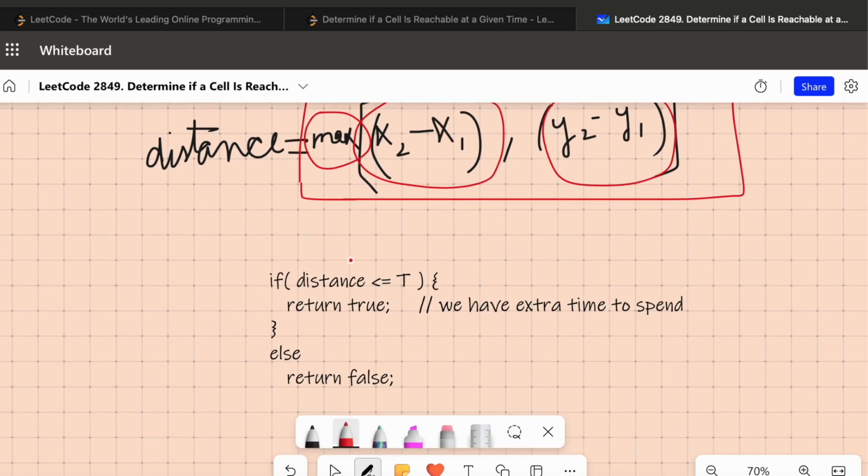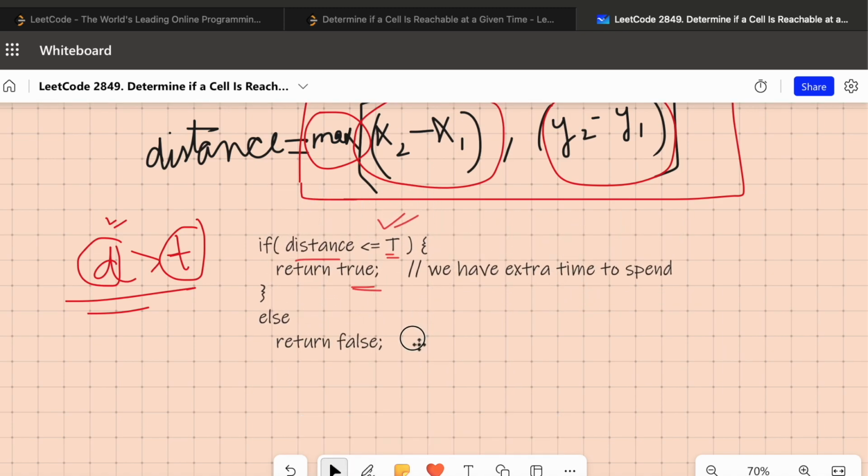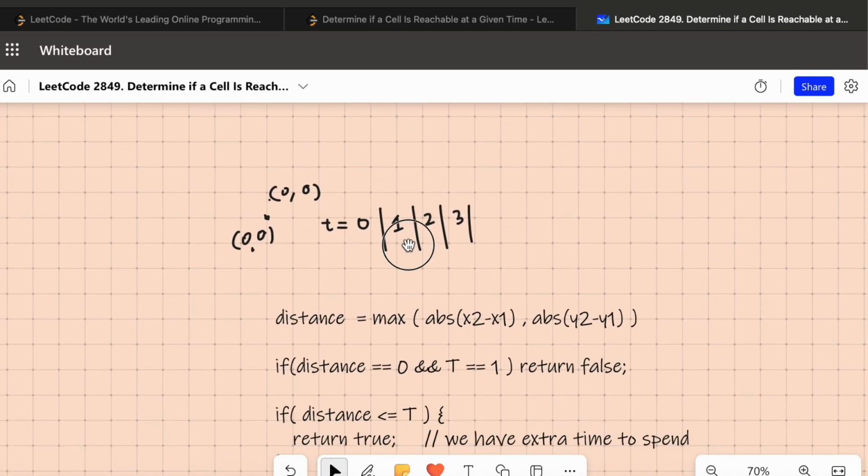So once we have the distance, we will just straight away check with the given t. If the distance is less than or equal to t, we will just return true, because in that case we can reach the destination at strictly t time. And if the distance is greater than t, in this case we don't have enough time to reach the destination. Okay, now let's move further.